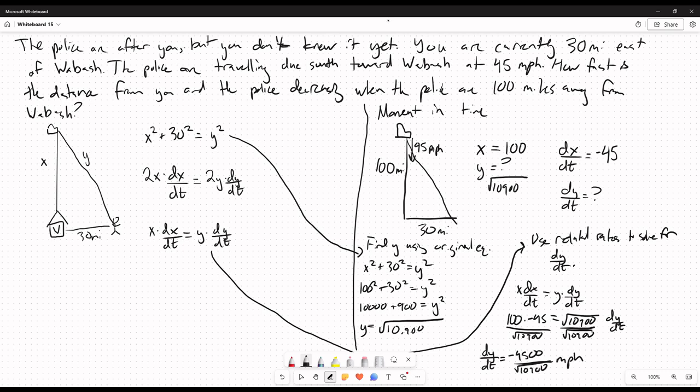So they are moving closer to you. We can guesstimate the square root of 10,900 is a little bit more than 100. So it's a little bit less than 45 miles per hour. But it's relatively close. So there we go. We now have the rate at which the police are getting closer to your location. It sounds like you should probably get on the move.